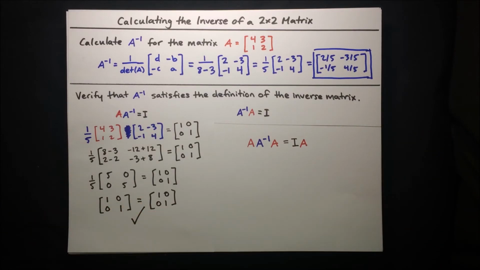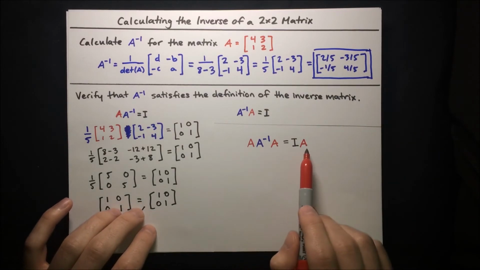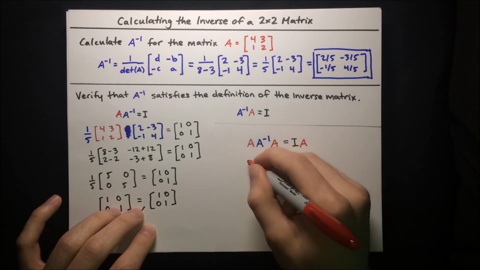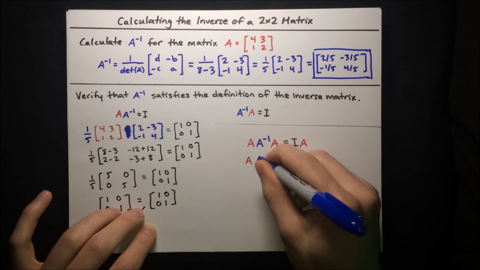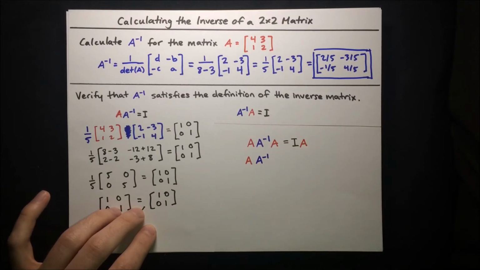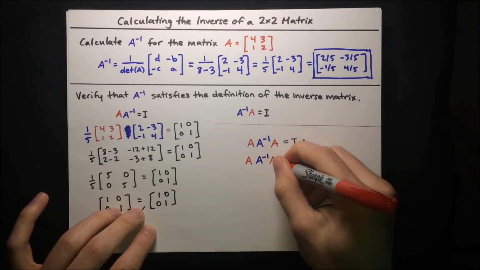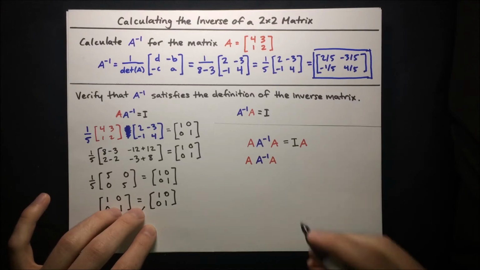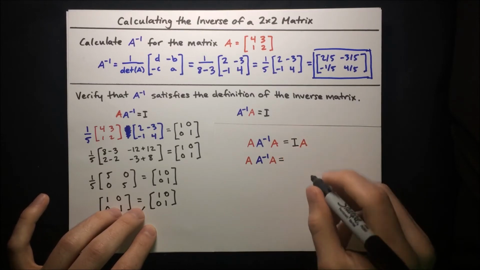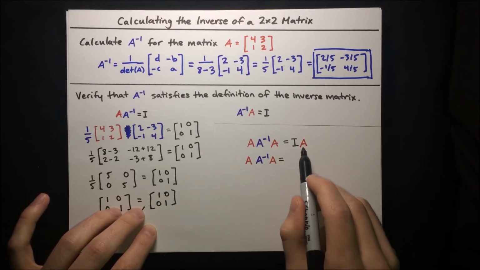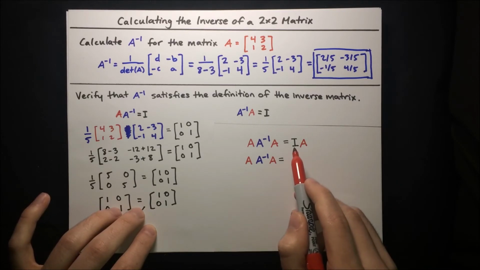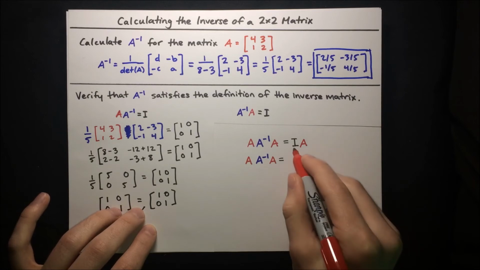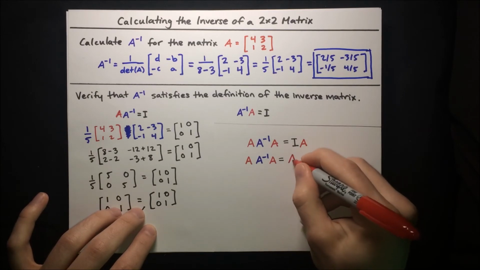Now let's write down the equation again, but this time we'll simplify the right-hand side. So we'll keep the left-hand side the same. Just write A times A inverse times A is equal to our left-hand side. But now on the left-hand side, well, the identity matrix times any other matrix is just the other matrix, because the identity matrix just keeps the other matrix the same. So I times A is just A.